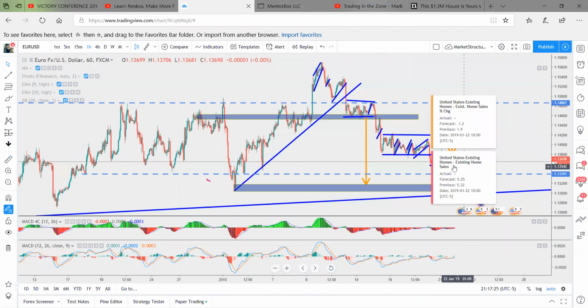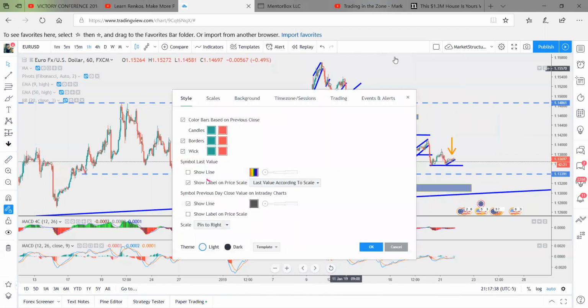We have news, red flag news on the dollar. If the dollar goes up, then Euro USD is going to go down. If the dollar goes down, then you could see your move to the upside. But anytime you have news coming up, you will see a lot of consolidation. Okay.